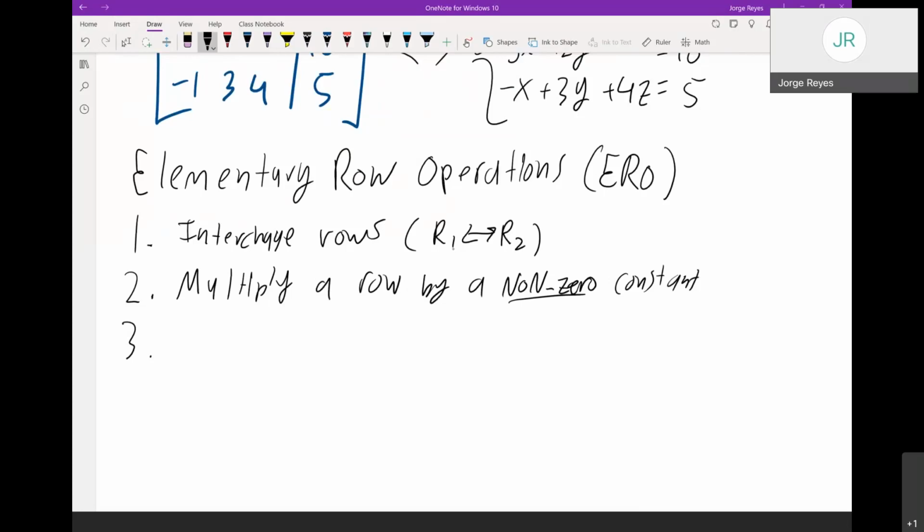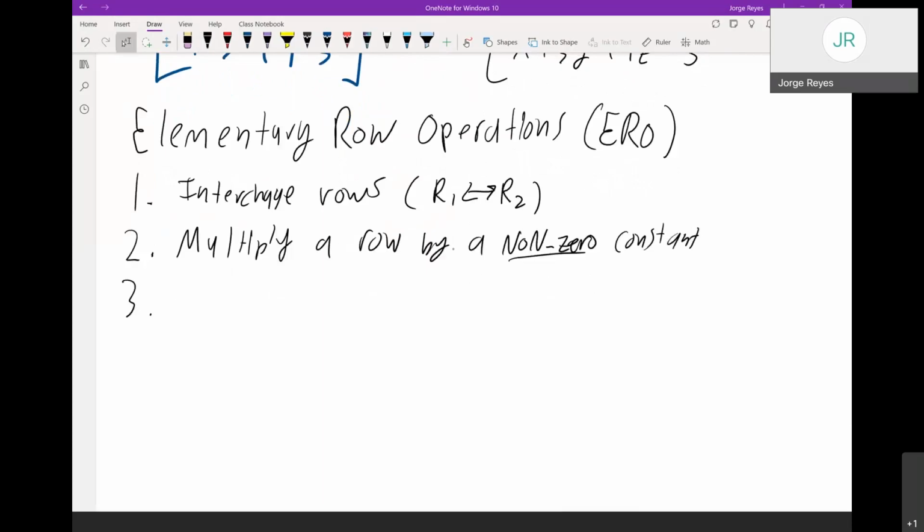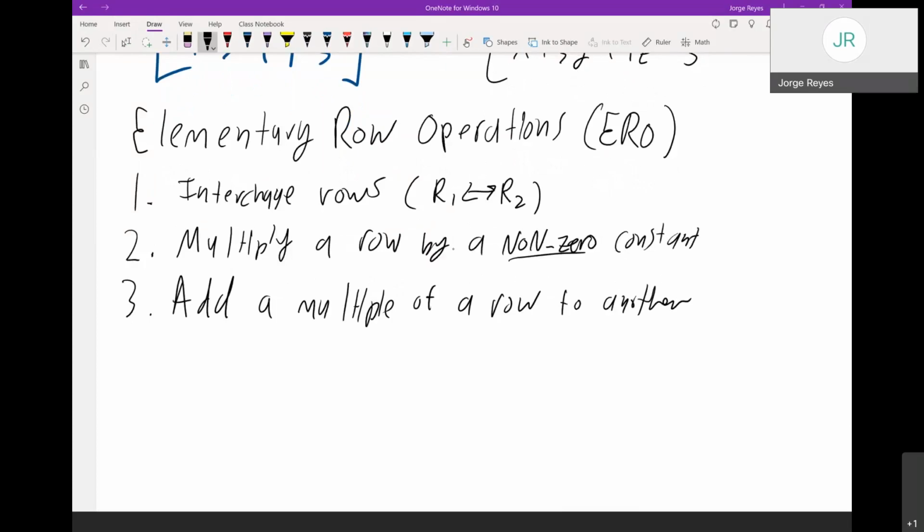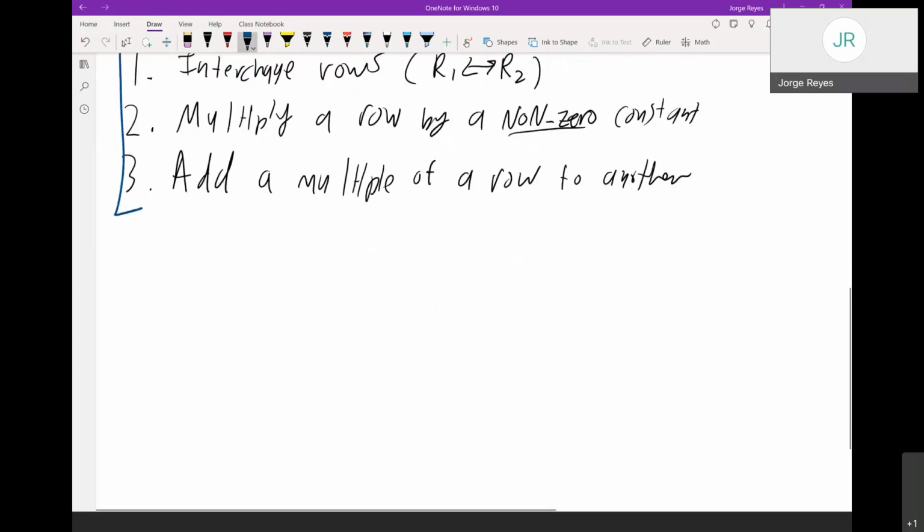The last elementary row operation is you can add a multiple of a row to another row. This is like row 1 plus row 2, or row 2 minus 2 row 1. But these are the 3 elementary row operations, and we use them to solve systems. So let's solve a system.